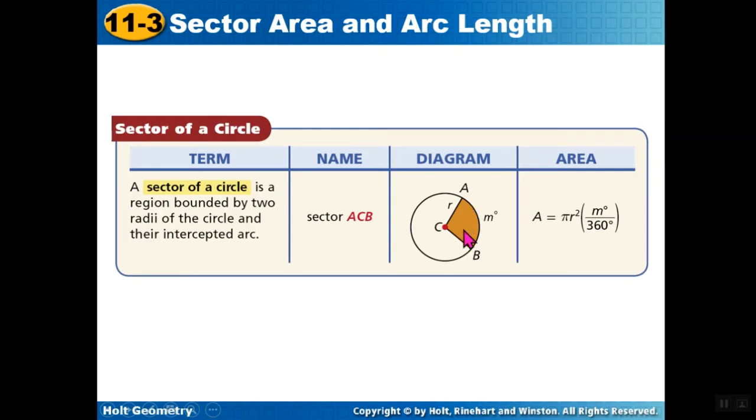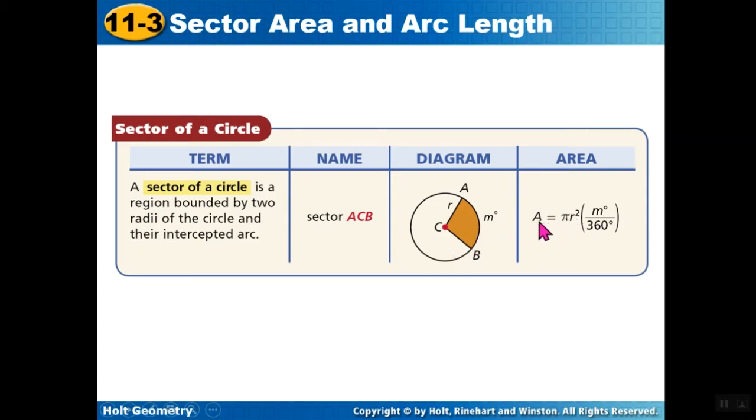Now, how to find the area of this part of the circle? Of course, it depends on the angle measure, the central angle measure, which depends on the measure of the arc. If the measure of the arc is m degrees, then how can we find it? We can find it using this formula.